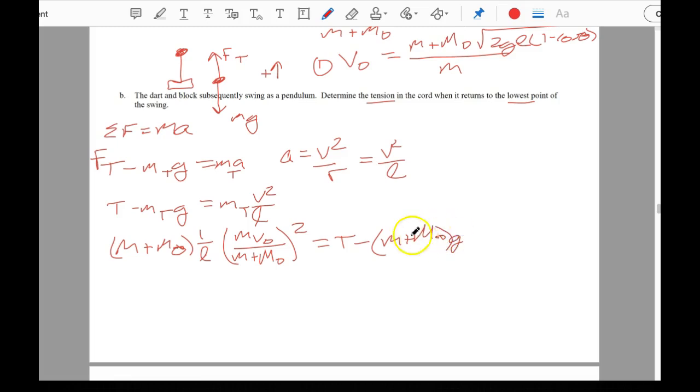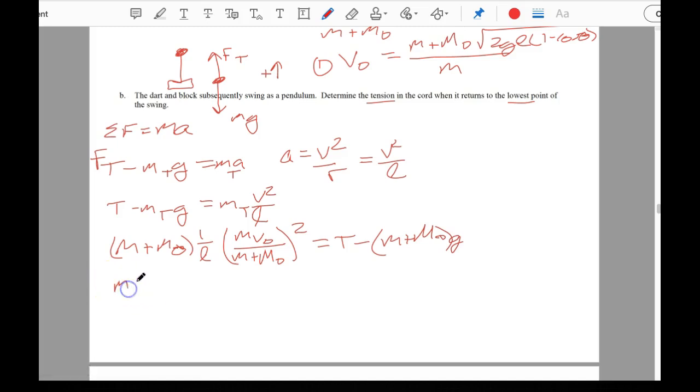So notice we've made the difference between small mass and the big block mass using this little O. That helps us if we get confused. So now we've got to solve this whole thing for tension. Alrighty, here we go. To solve this for tension, we have to add this thing to the other side.